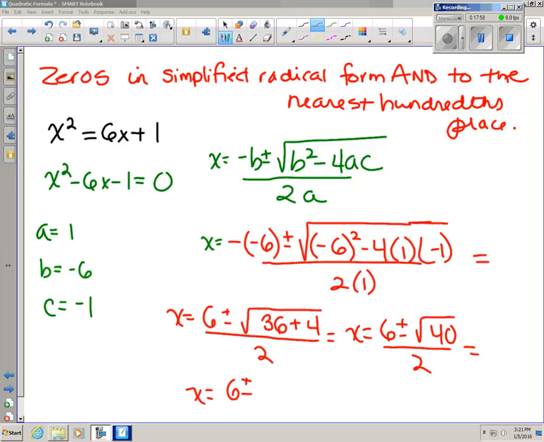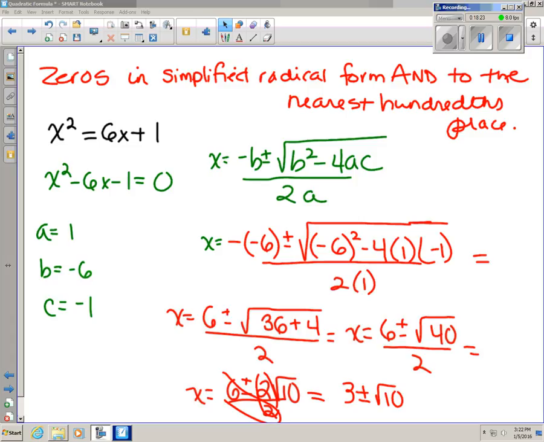And then radical 40 simplifies to, because that's not a perfect square, if you break it down to 4 times 10 and you take the square root of 4 and 10, you're going to get 2 radical 10, all divided by 2. And that simplifies even further to 3 plus or minus radical 10. Okay, so you can divide out the 2's, the denominator of 2 into the 6 as well as the 2 in the numerator. Okay, so that's simplified radical form.